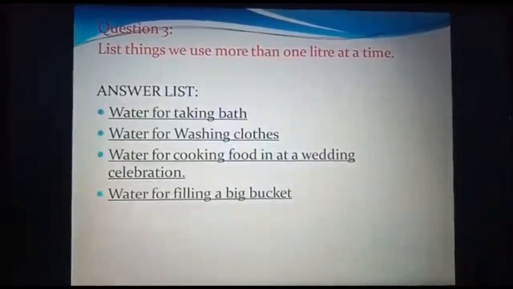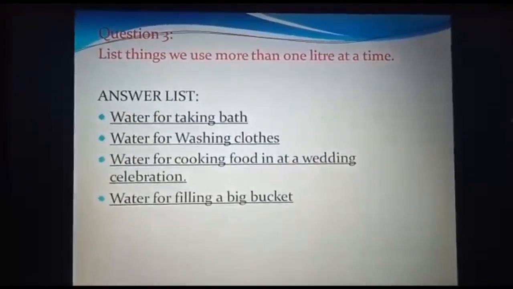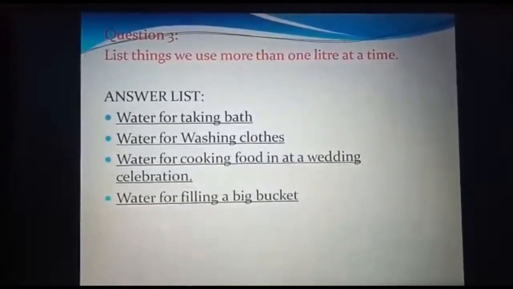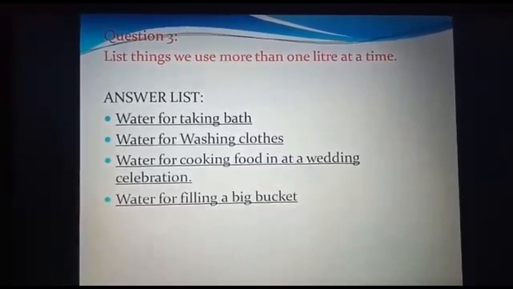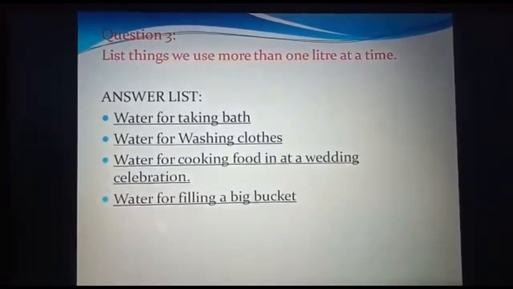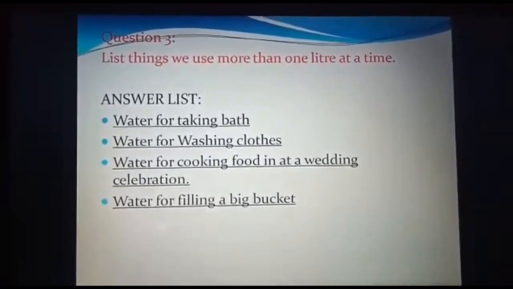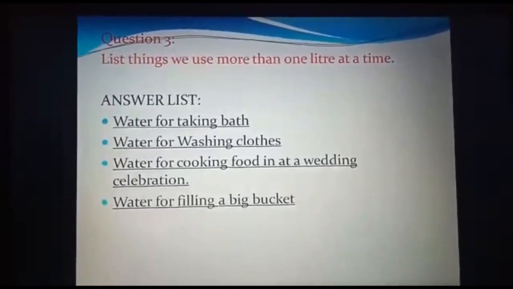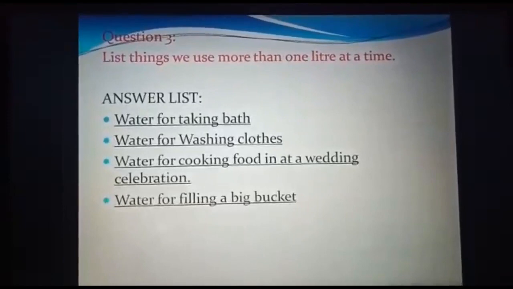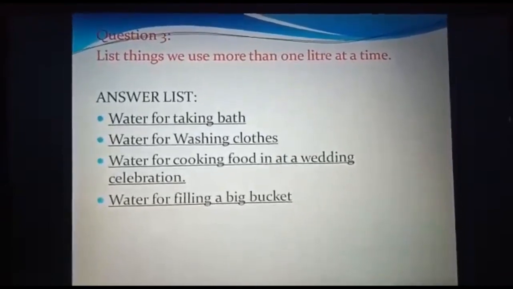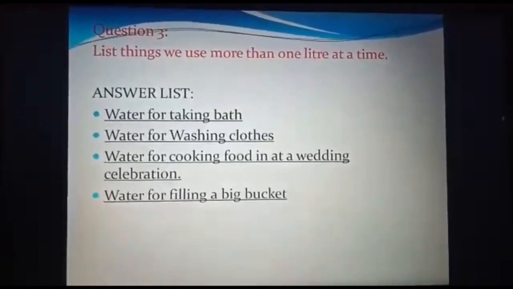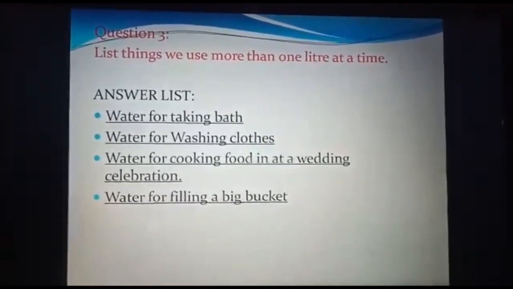Now question number 3. List things we use more than 1 liter at a time. This is the question in your book you can see. Now I am giving you the answer. These answers you will copy in your book. Answer list: water for taking bath, water for washing clothes, water for cooking food at a wedding ceremony, water for filling a big basket. So these are the things we use more than 1 liter at a time.